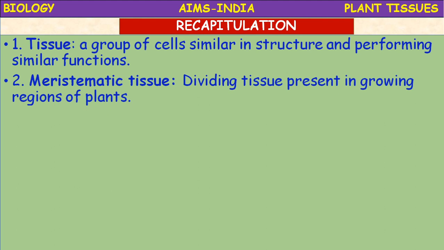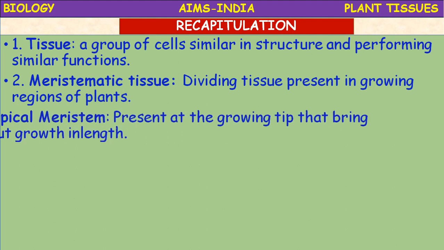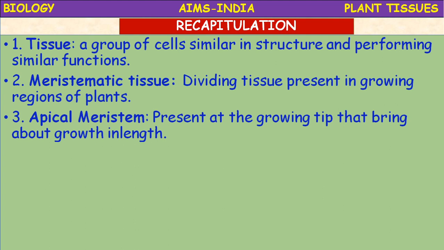What is a meristematic tissue? The dividing tissue present in growing regions of plants. What are the growing regions of plants? Root tip and shoot tip. Apical meristems are present at the growing tip and bring about growth in length.